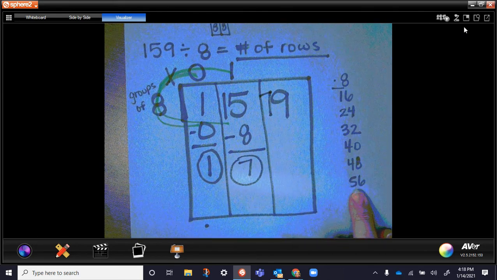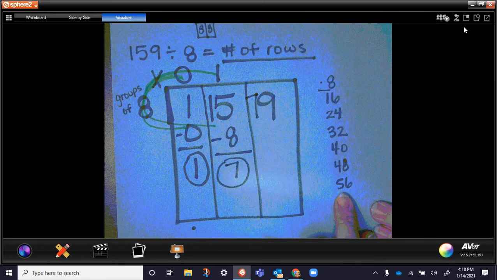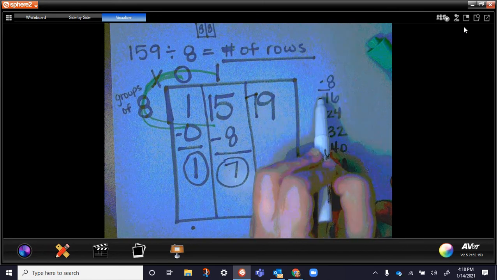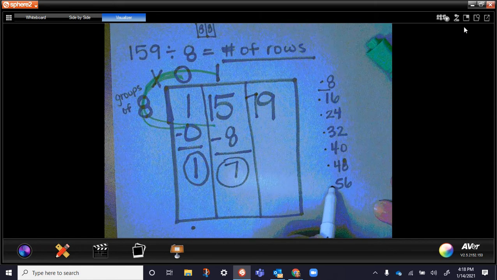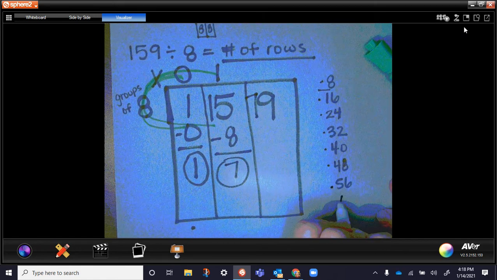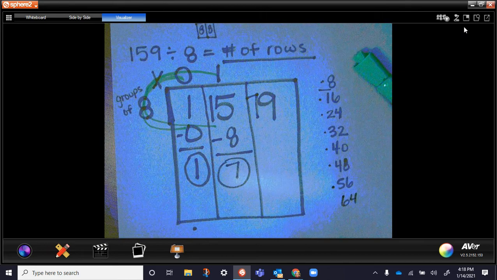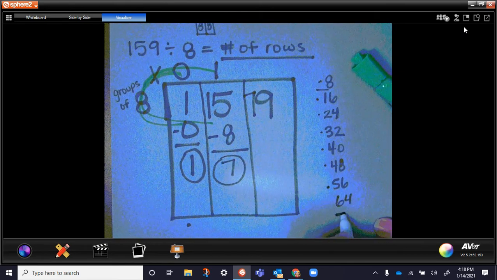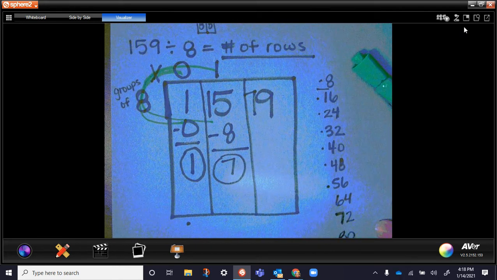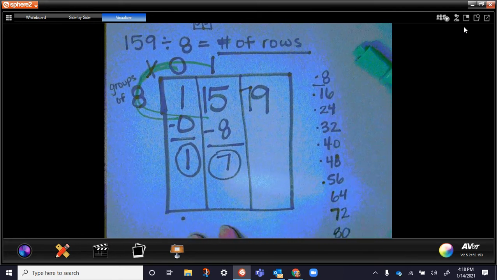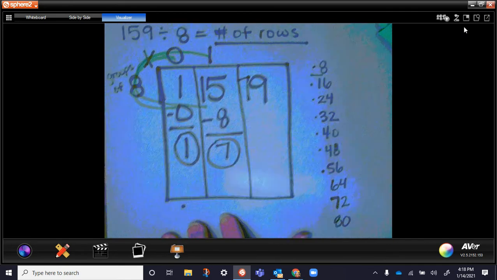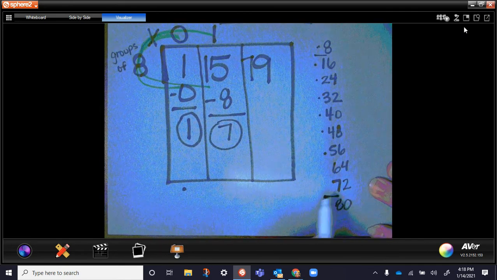So I for sure did not make enough over here. I did not make enough groups of 8. So that was 1, 2, 3, 4, 5, 6, 7. 8 times 8 is 64. 8 times 9 is 72. 8 times 10 is 80. All right, so now that's enough. Now 79 is not on my list, but I know that it's between 72 and 80. So I'm going to go with 72 because I don't have 80. I've got to stop at what I at least have here.